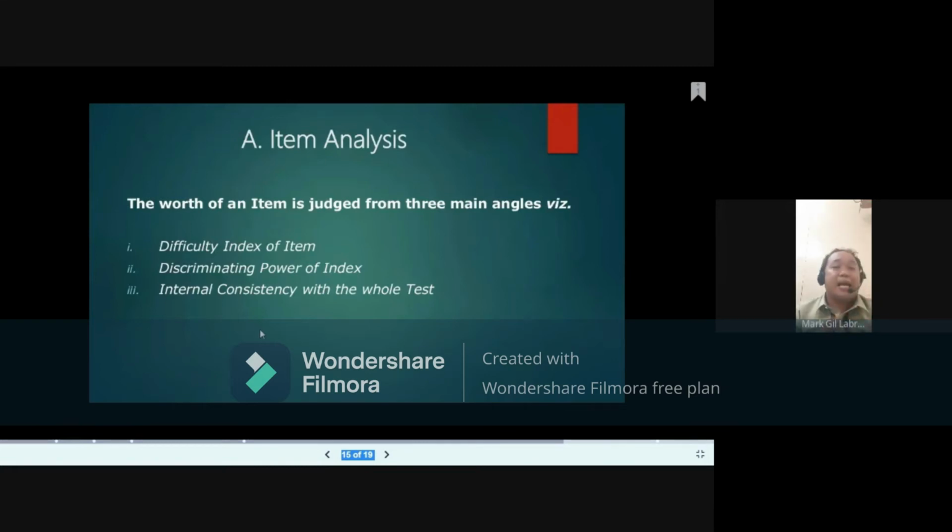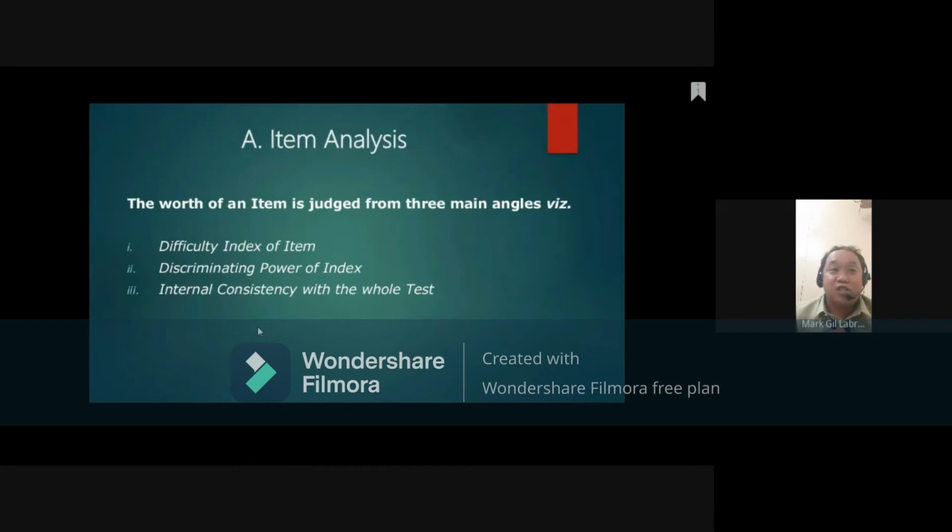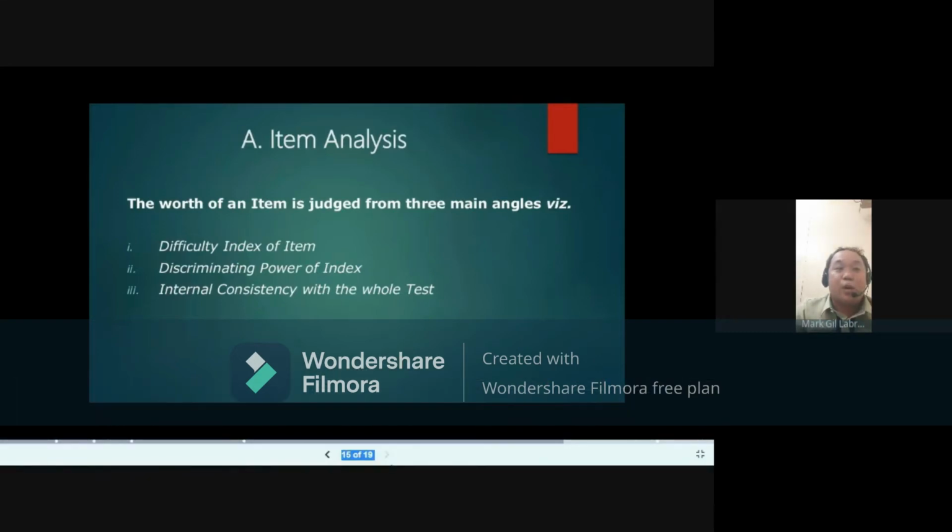So in item analysis, now let's continue. The worth of an item is judged from three main angles or V's. When I say V's, concerns. First is the difficulty index of items. Second is the discriminating power index. And the third is the internal consistency with the whole test.